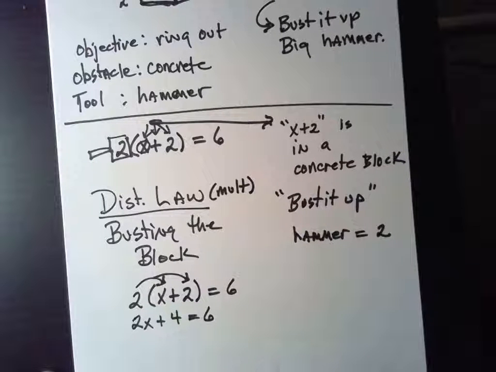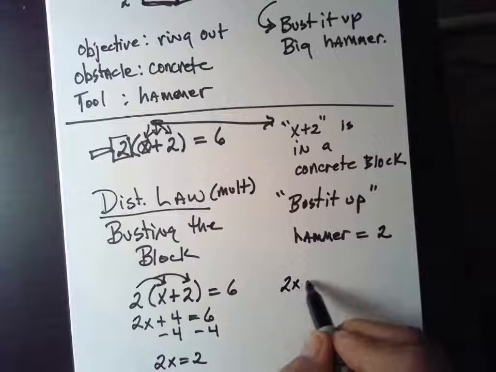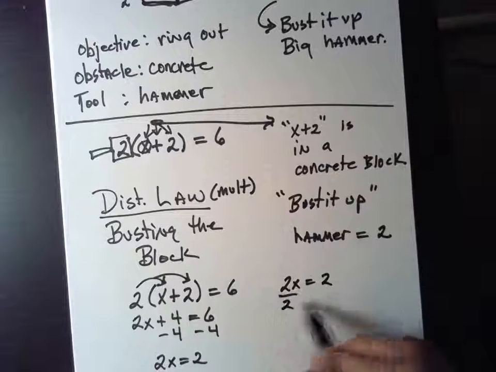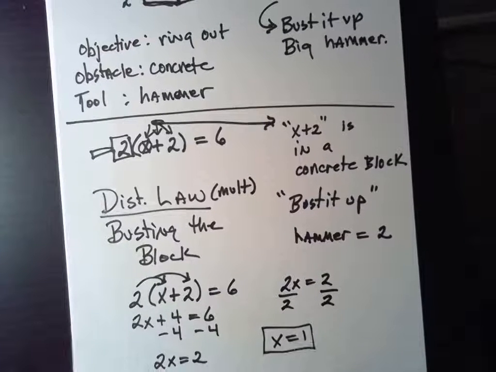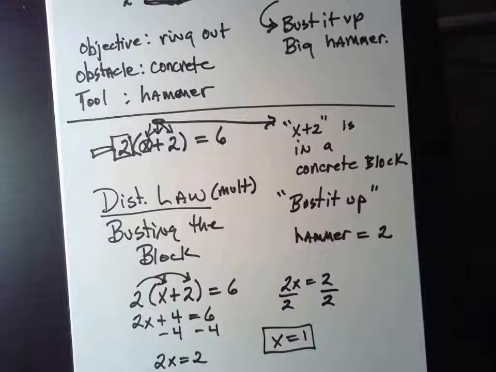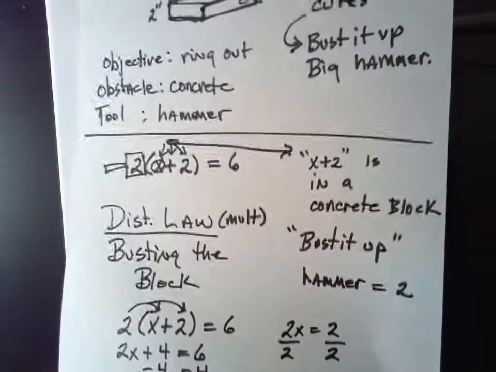So there we go. I got a regular problem now. I got my x, and it's nice and sitting with that 2, and I can subtract that 4. And I get 2x is equal to 2. I divide by 2. And x is equal to 1. So there is a nice example of busting up the block with the distributive law. So let's try another one.